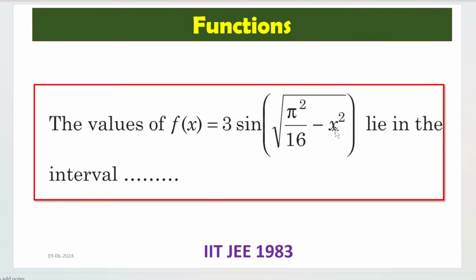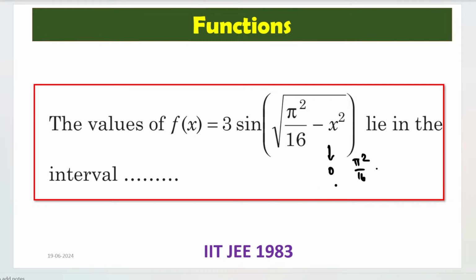X square can be 0, or it can lie between 0 to pi square by 16, right? Because root of something has to be positive. X square, what all can it be? First of all, x square is always positive. And what is the highest value of this? It is pi square by 16, right? Because otherwise, if it goes bigger than this, then this becomes negative.